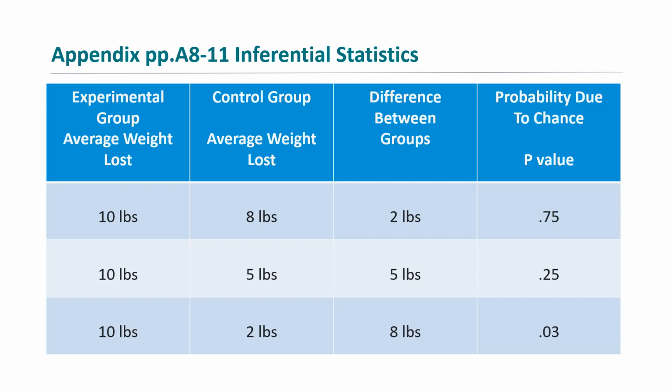And remember, I talked earlier about replication. If you redo the experiment, you become much more sure if you get a second significant result. So that is what statistical significance means. That is what inferential statistics is used for. Inferential statistics is the method of calculating statistical significance.